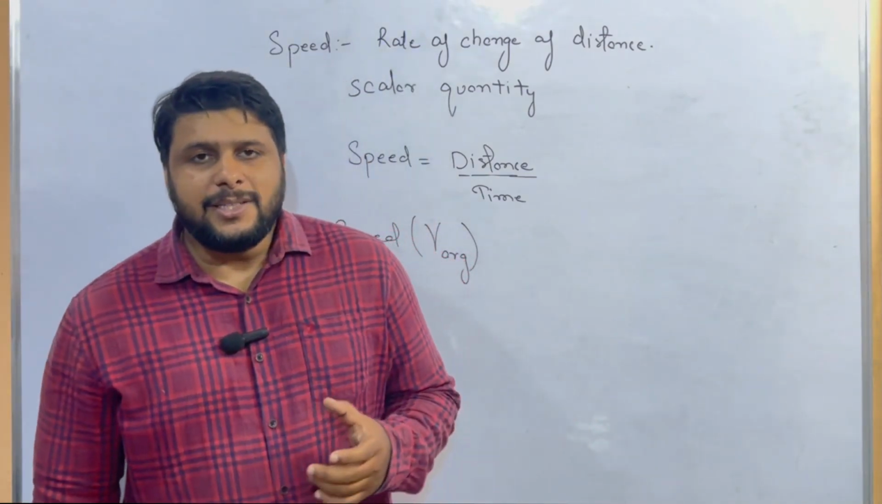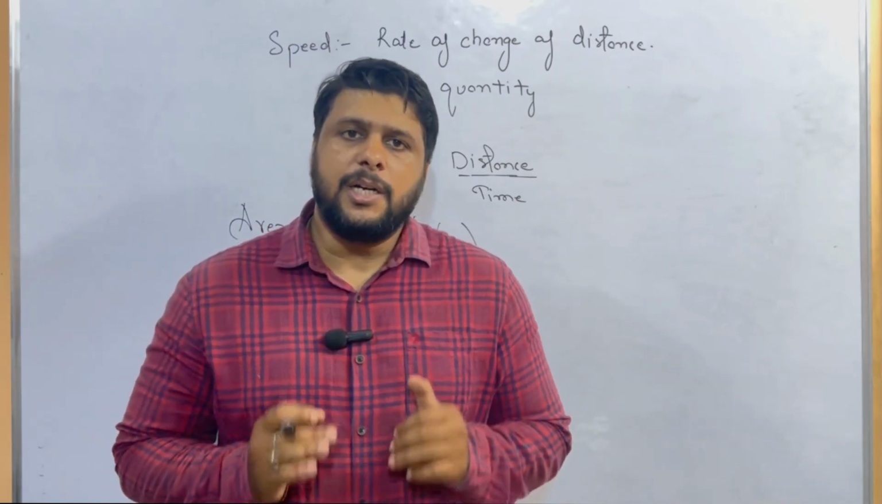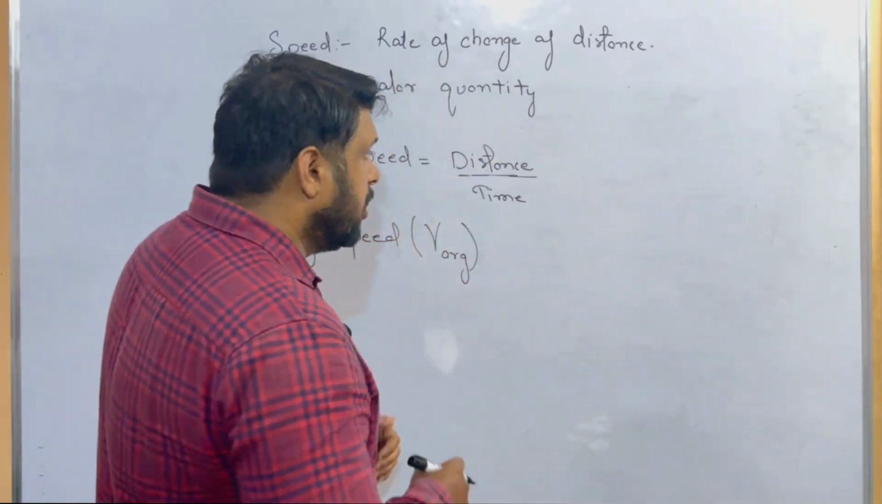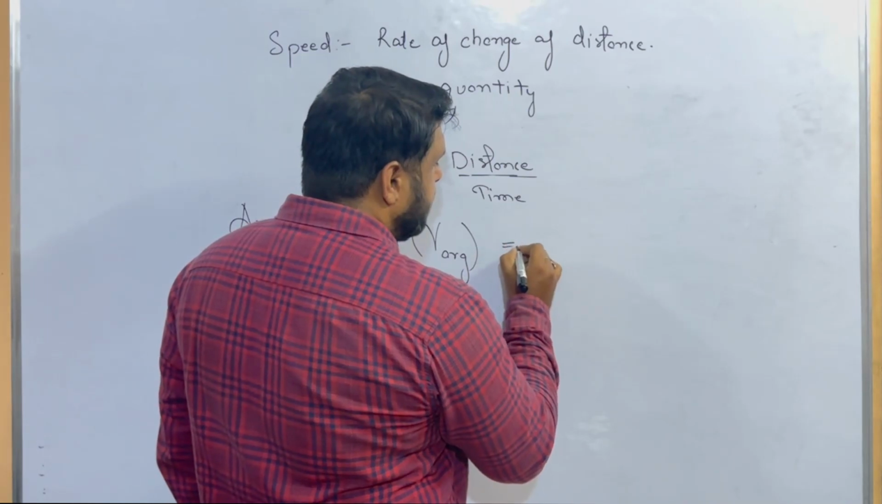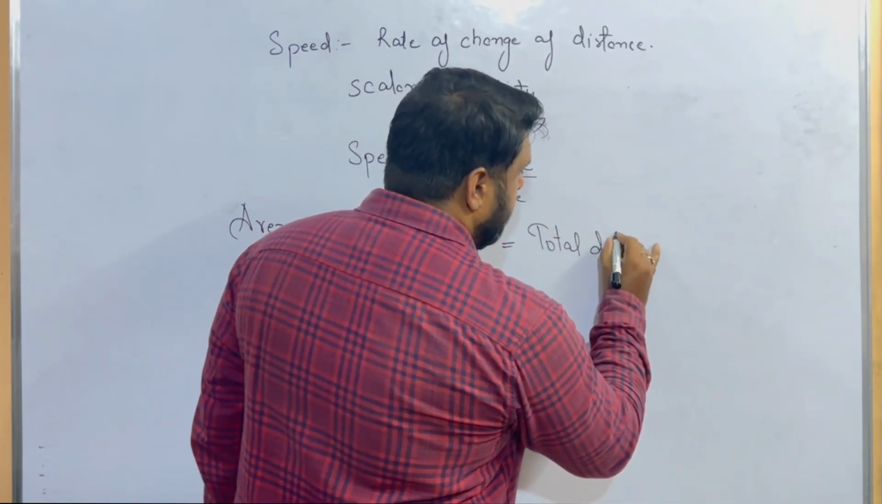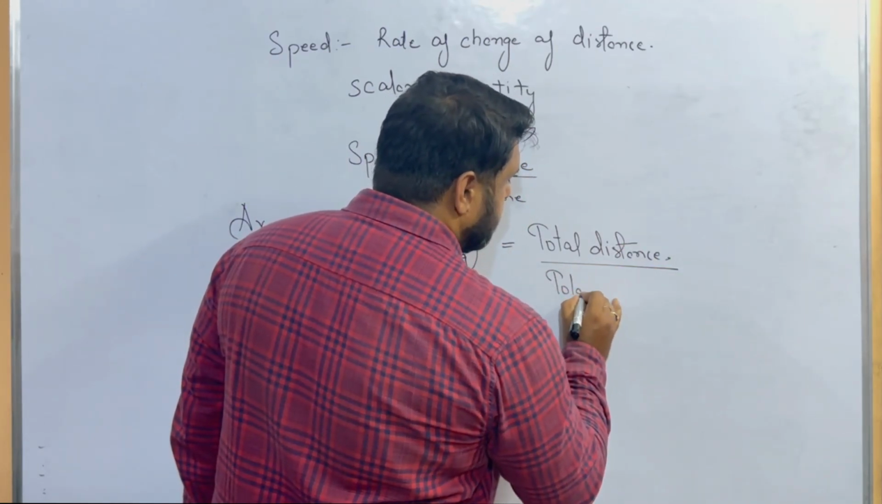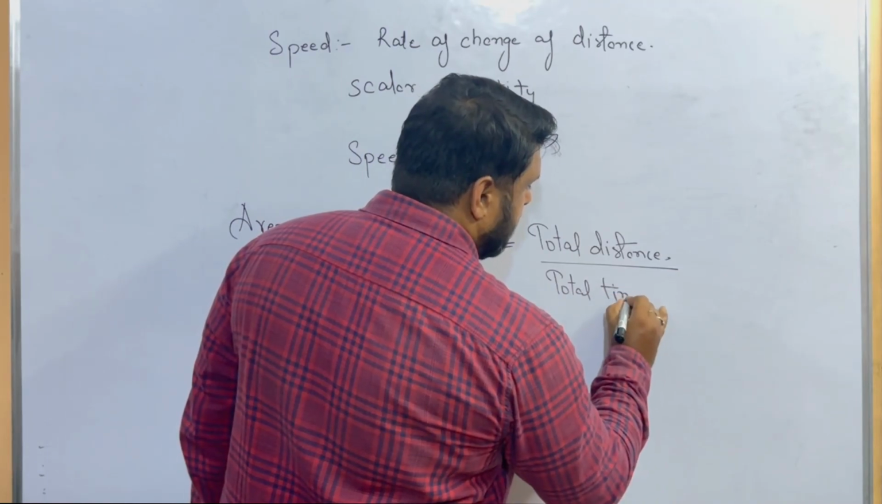It is defined as the total distance traveled divided by the total time. Whatever journey we have done, whatever total distance we have covered, we will divide it by the total time taken.